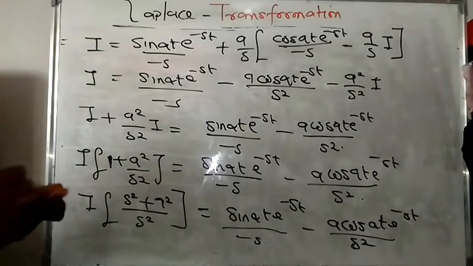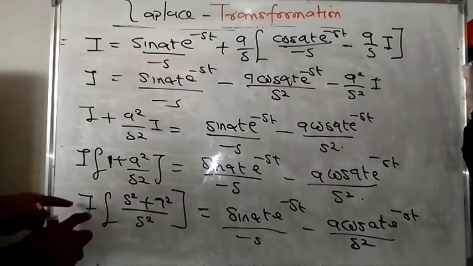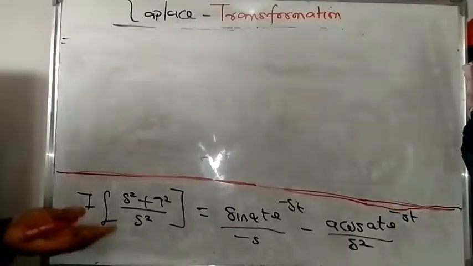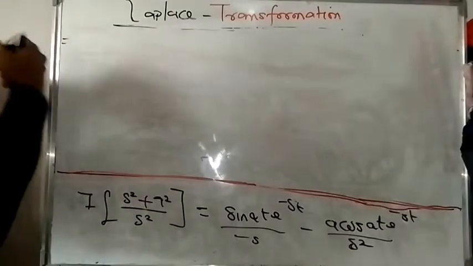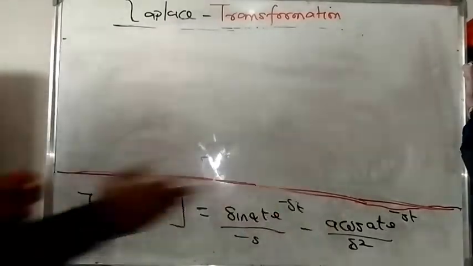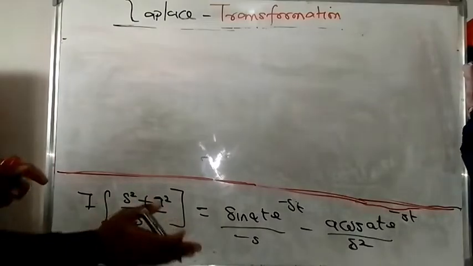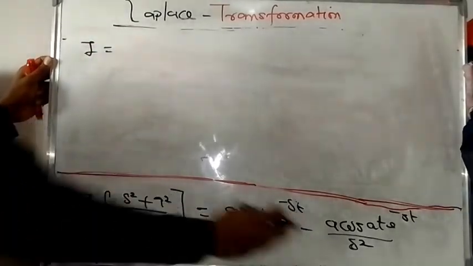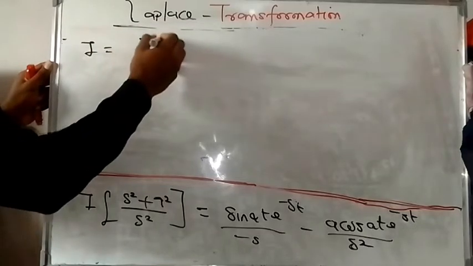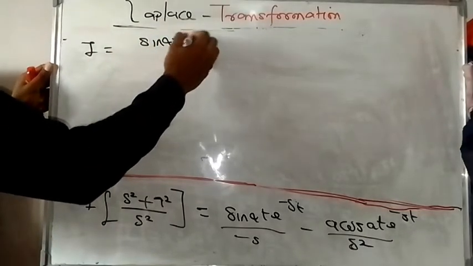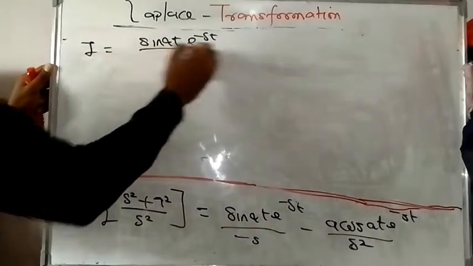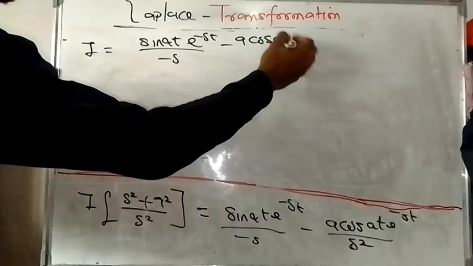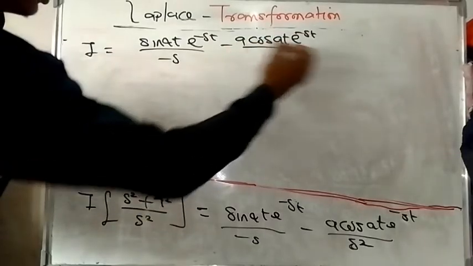So now let's proceed. To make I the subject of the formula, we have to take this under this, right? Making I the subject, we'll have I is equal to, taking this under this, sine at exponential minus s divided by minus s, minus a cos at exponential minus st, divided by s squared.